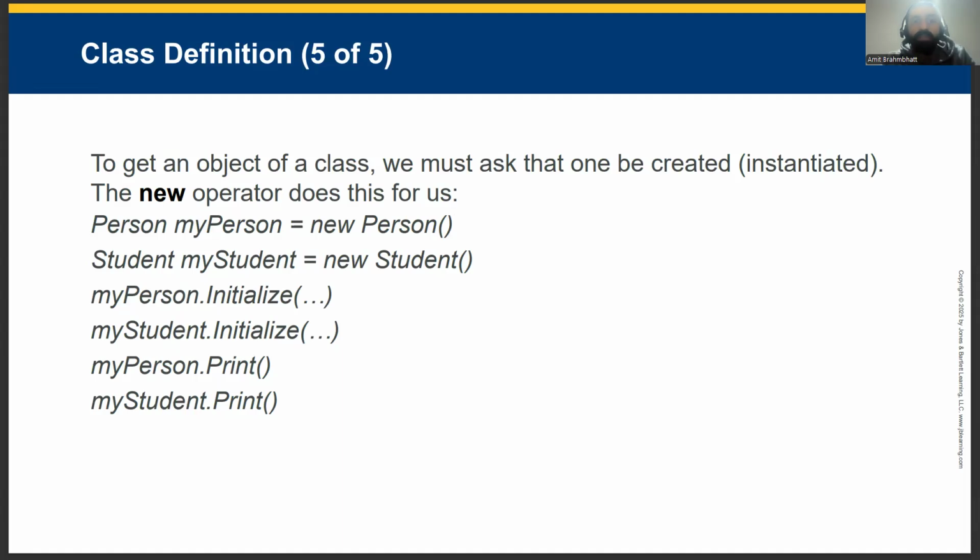Now, this slide explains how objects are created using the new operator. Instantiation creates specific instances after which methods like initialize and print can be called. This is the final step in bringing class definition to life.